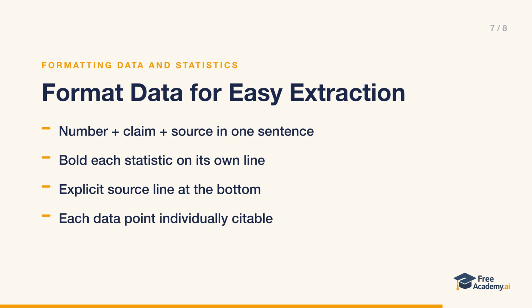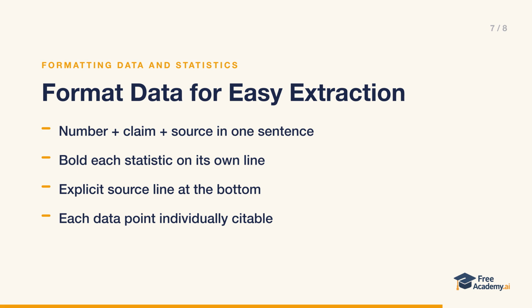Data is one of the most citable things you can publish, but only if you format it well. For a single statistic, state the number, the claim, and the source in one sentence, like "67% of CRM implementations fail due to low user adoption, according to a 2024 Gartner study."